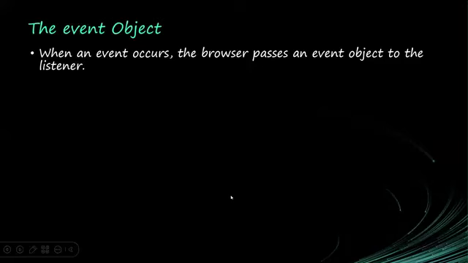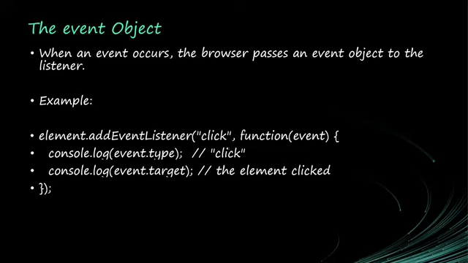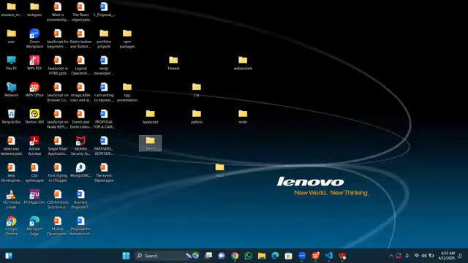So the event object is passed by the browser. Look at it: element.addEventListener, the event you're listening for is click, and the function receives the event. If I console.log event.type, it will tell us the type of the event is click. That's the name of the event. The target tells us the element. So let's go and experiment with this, because I have already console.logged the event. Let's see what this object looks like.